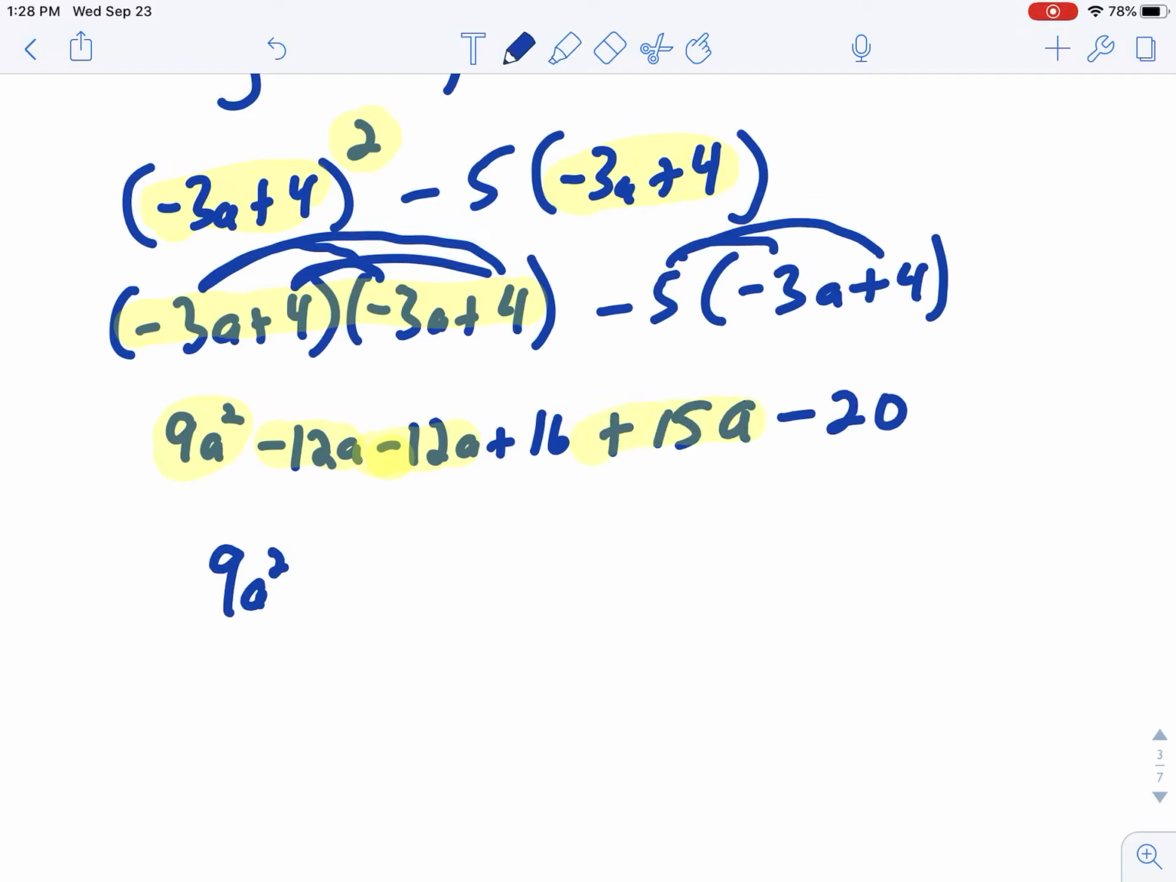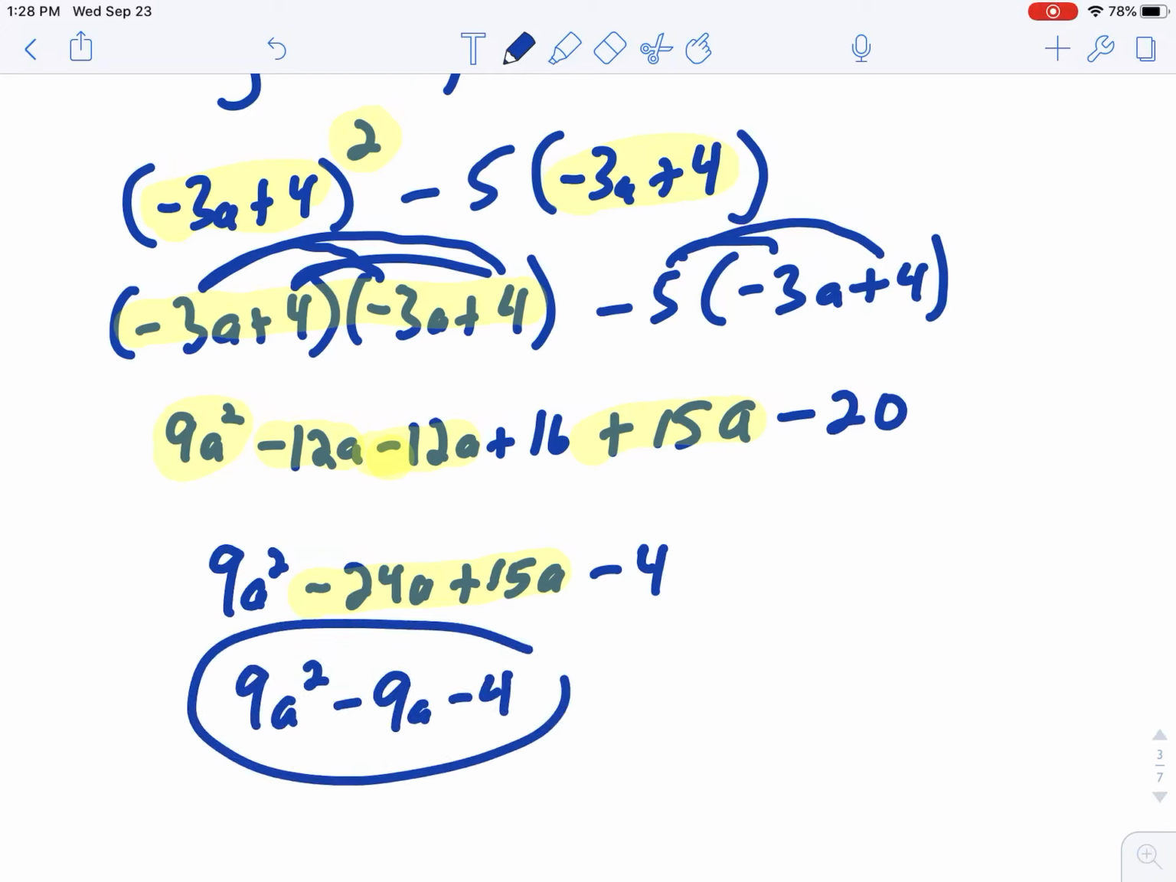Well, I'm going to write that down. I can't keep track of it in my head. Negative 24a plus 15a. And then the plus 16 minus 20, that's negative 4. I can do that in my head. I don't need to write that down. Now, negative 24 plus 15, I believe that's negative 9. 9a squared minus 9a minus 4.